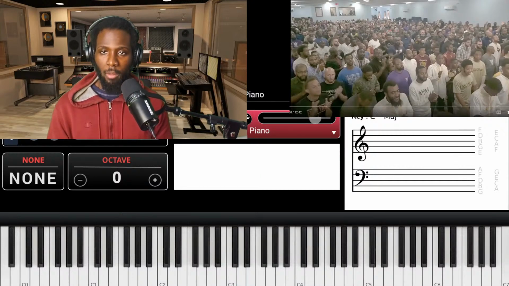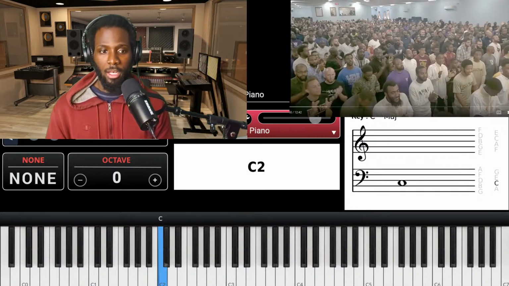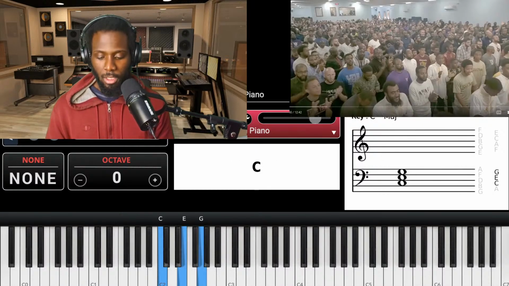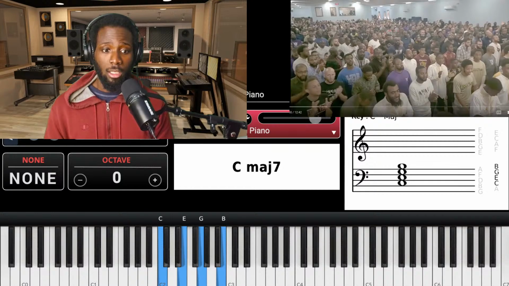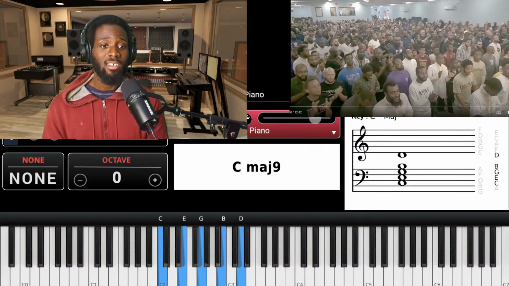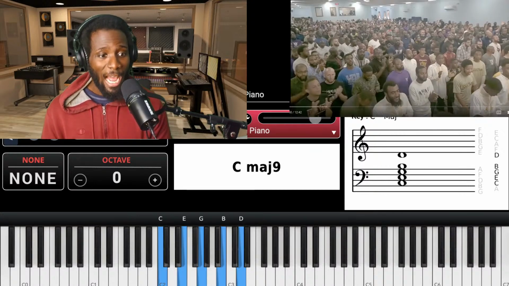So I'm going to play the root position C, right? Then I'm going to play the 3rd degree, which is E, the 5th degree, which was G, the 7th degree, which is B. That's why you start seeing C major 7 on the screen. And then when I skip the 8 and go to the 9, you see C major 9.